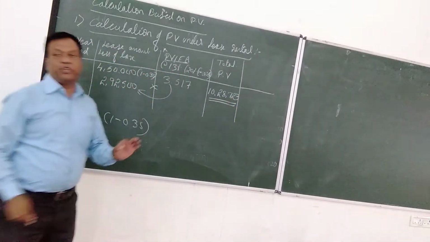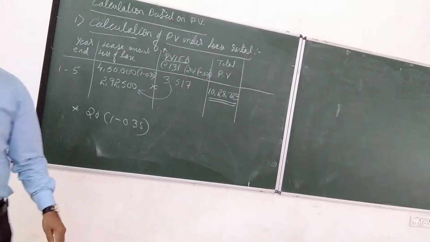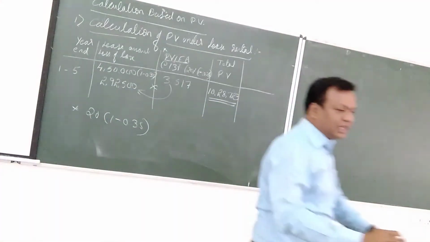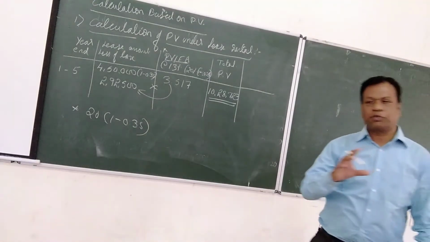So this is the cost which you have to incur if you go for lease rental. The present value of the cost if you go for lease rental is 10,28,723. Is this clear to all of you? Is this clear, lease rental? Those who are online, all of you clear? If anybody has a query, just ask.